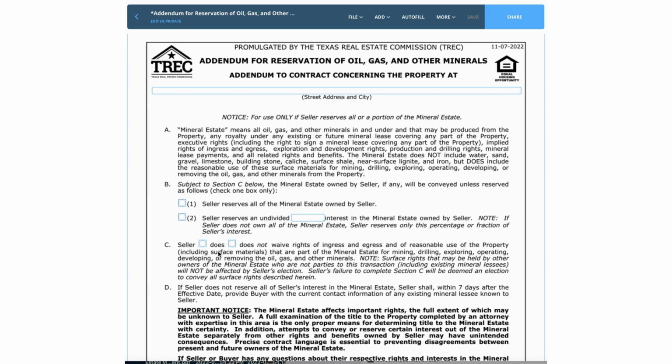So in C, it says seller does or does not waive the right of ingress, egress, and of reasonable use of the property, including surface material that's part of the mineral estate, for mining, drilling, exploring, operating, developing, or removing oil, gas, or other minerals. Note, surface rights that may be held by other owners of the mineral estates who are not a party to this contract, including existing mineral leases, will not be affected by the seller's election. Seller's failure to complete Section C will be deemed as an election to convey all surface rights described herein.